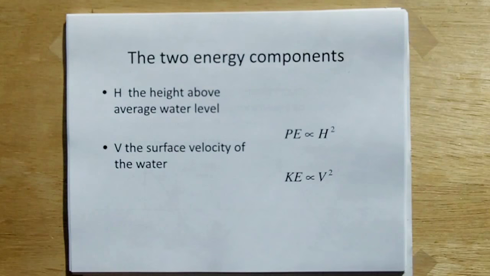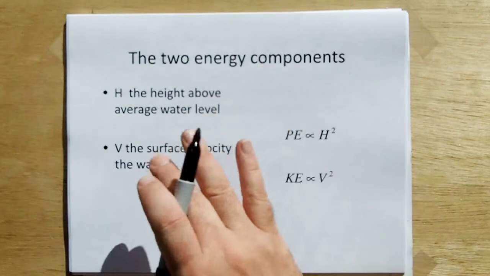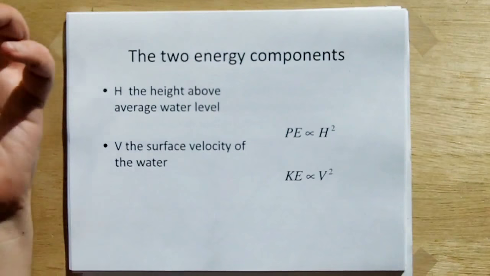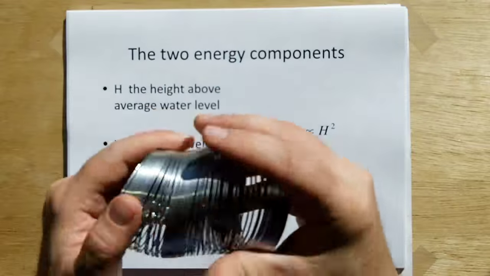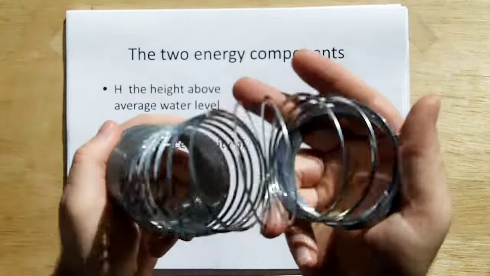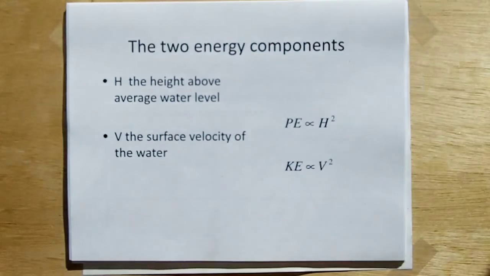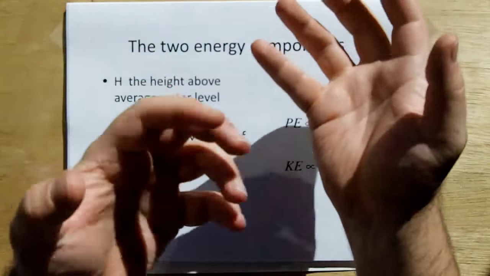And so we find out there's two energy components: the height of the water and the velocity of the water, one giving potential energy, one giving kinetic energy. So all waves are basically a sloshing of energy. Energy goes from kinetic to potential and from potential back to kinetic. And this sloshing of energy between the two types is what wave motion is, a continual transfer from one type of energy to the other as the wave propagates.